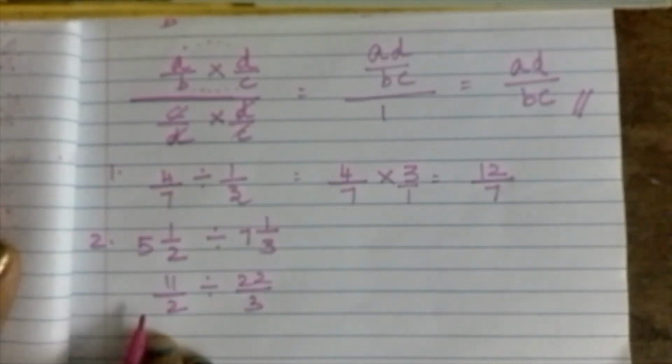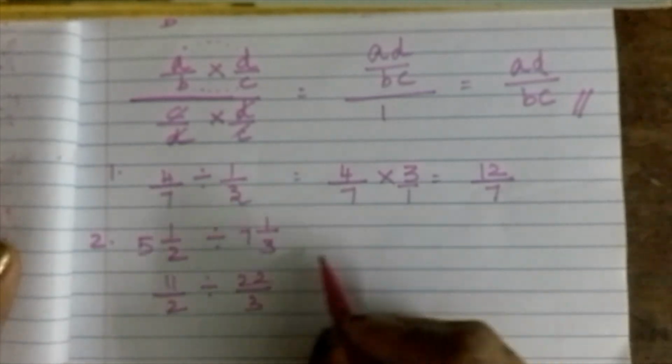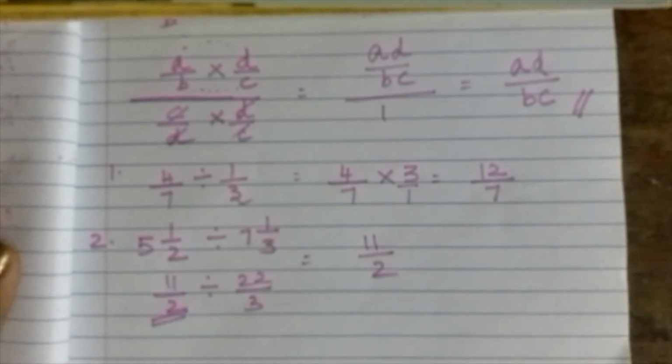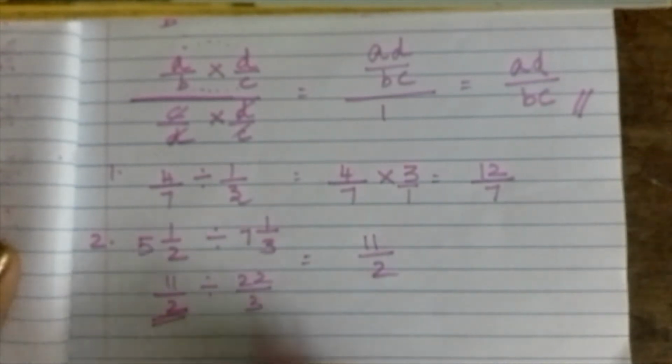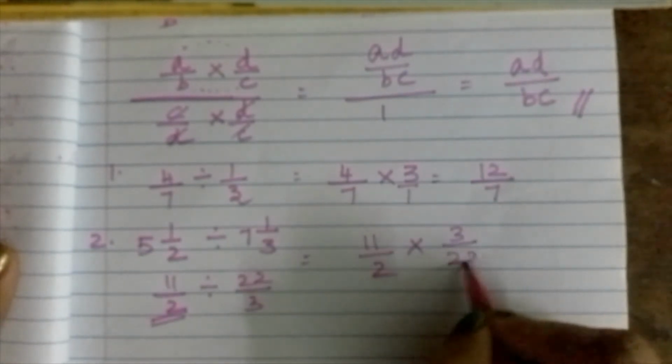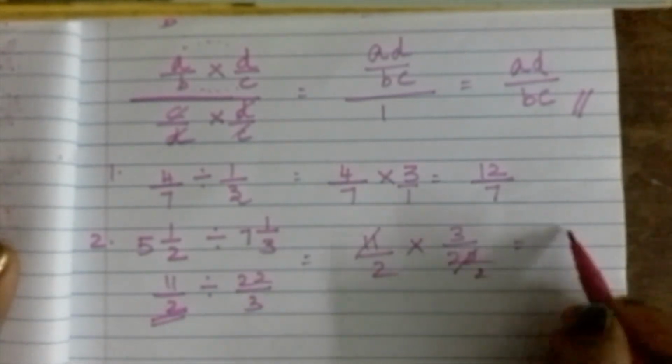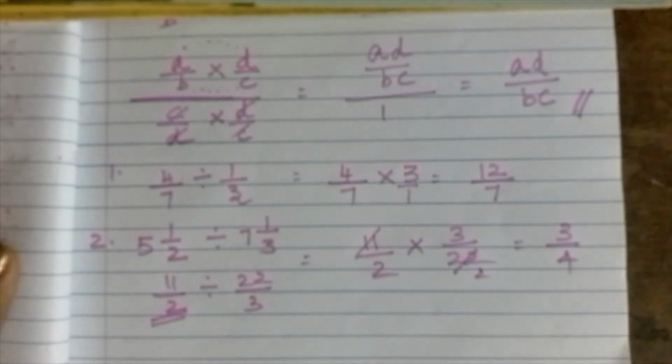Now I've been given the division form. So I'll write the first fraction as it is. So 11 by 2, right? Now I'm going to convert division into multiplication, the multiply symbol. And the second fraction I'll have to take the reciprocal of. So 22 by 3, the reciprocal of 22 by 3 is 3 by 22. Simple. Now I'll simplify. 11 1s are 11, 11 2s are 22. So the answer will be 3 by 4. Simple.